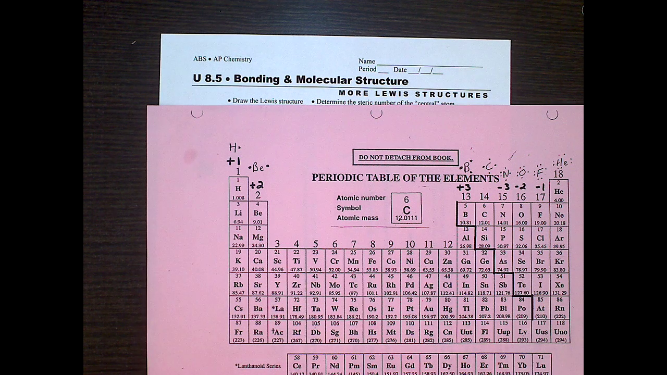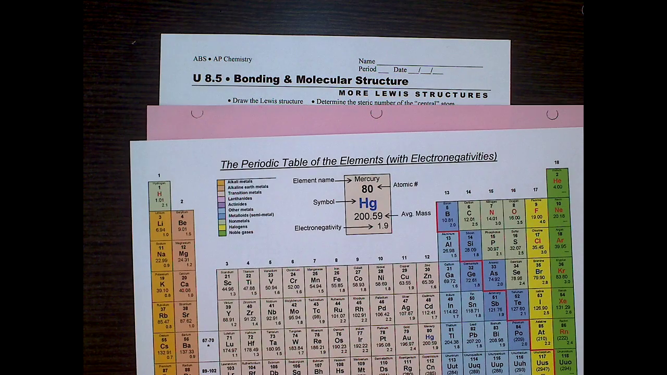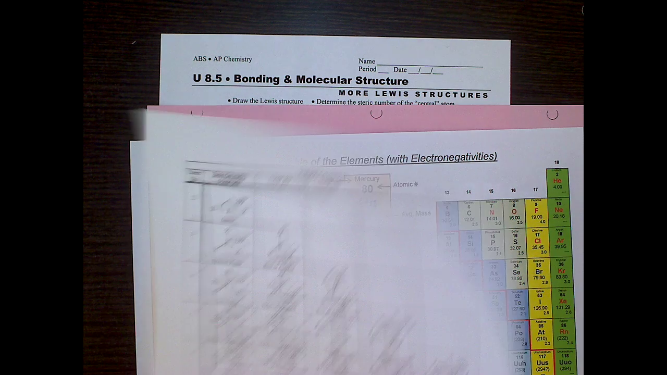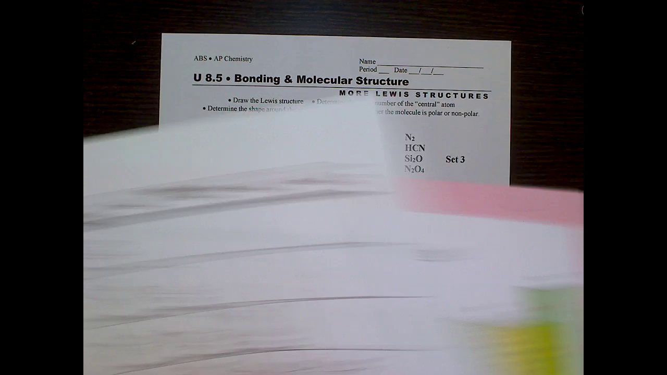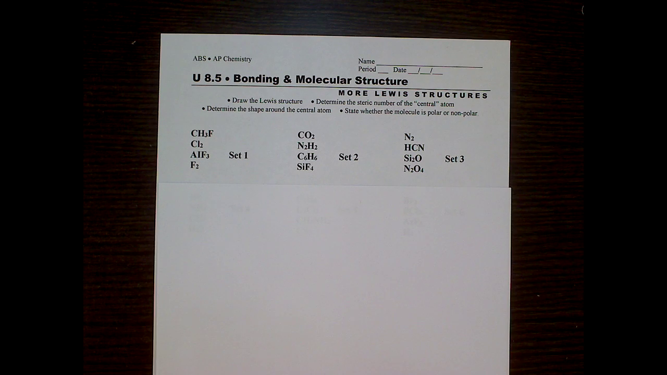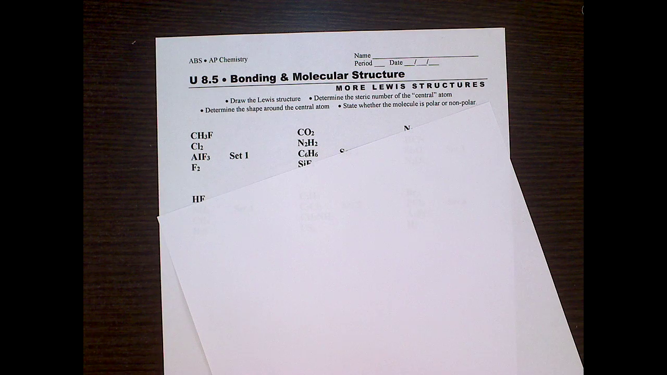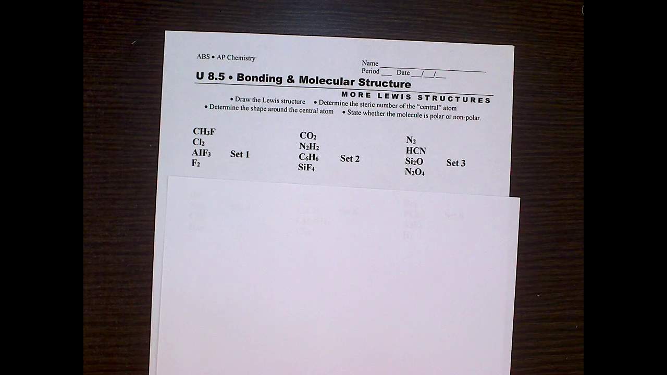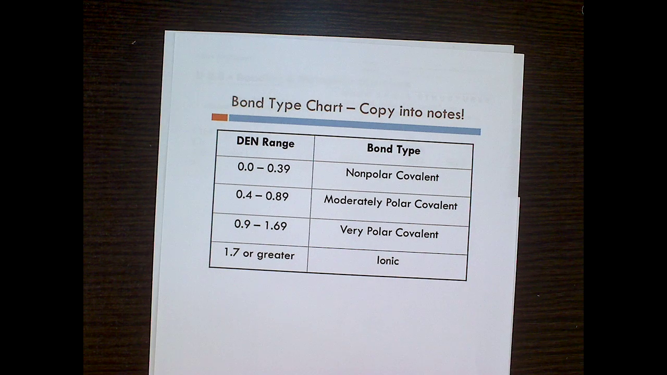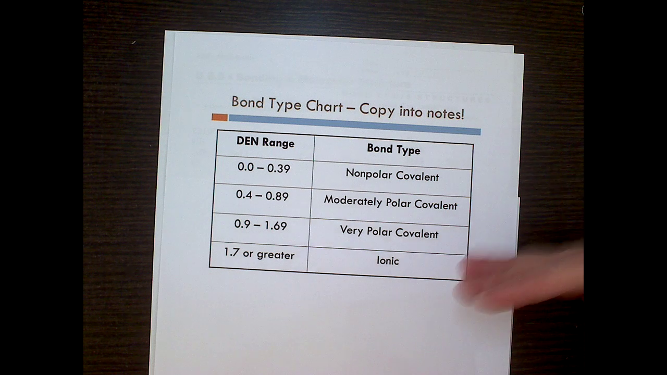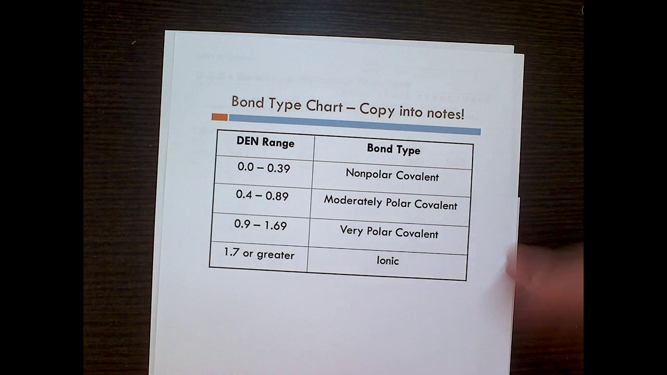So I have this. You should also have your electronegativities chart, and these, which are your angle sheets. And this last one is the information I'll put on there too, which shows you the range for electronegativity difference. Basically, the greater the difference, the more we trend towards an ionic type bond.